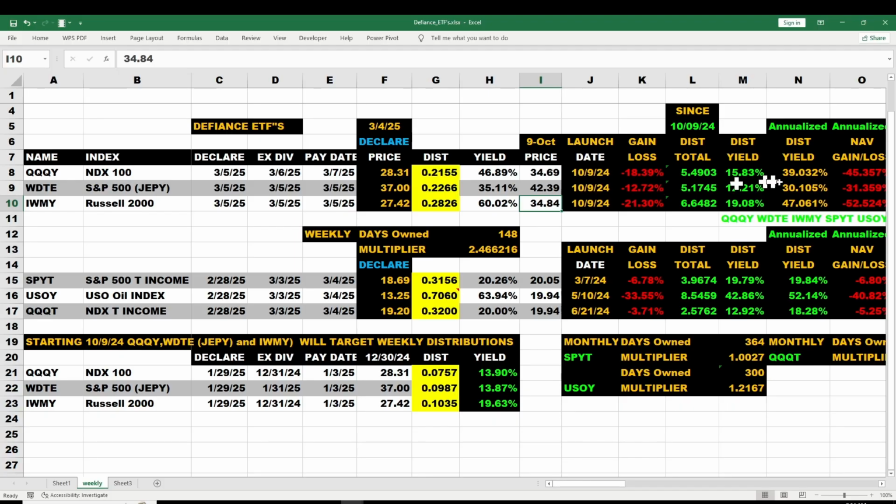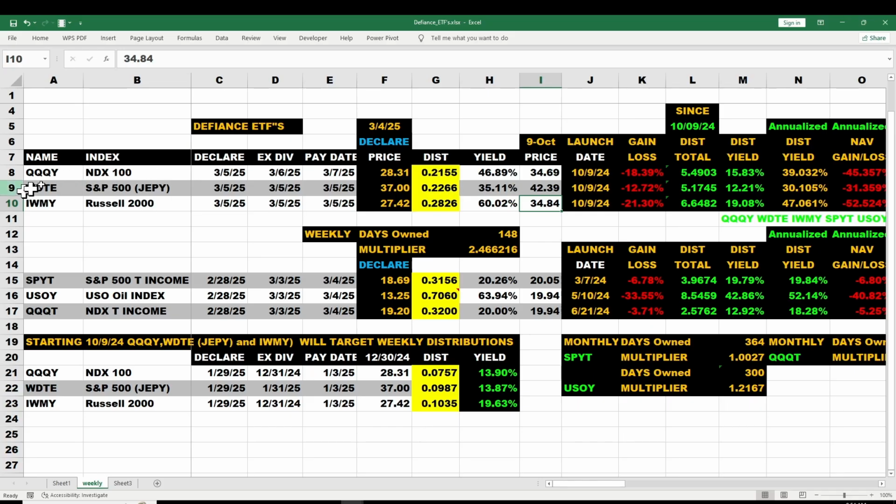And what I've done over here, in some fairness, is I've started tracking them since the 10-9. 10-9 was the first weekly distribution. Prior to that, they had a year and a half of just paying monthly. And I have that data, but it's way uglier in terms of the NAV loss. Trying to give them the benefit of the doubt and see how they perform on the weekly. So 0.226, a lesser yield on the S&P.